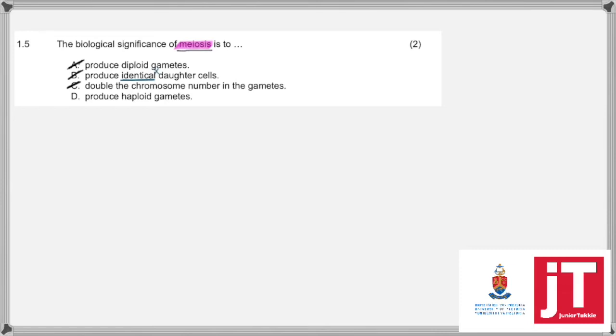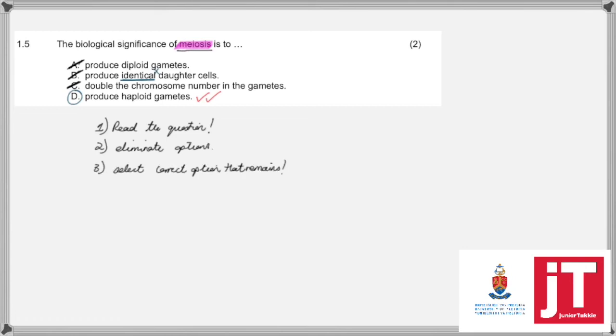So here we've got option D with producing haploid gametes, and that's going to be the option that we are going to select. So just a little bit of advice when attempting multiple choice questions: read the question carefully first. Secondly, try and eliminate the options you know that it cannot be. And then what you're left with are the options that are possible, and then we're going to be selecting the correct option out of those that remain.